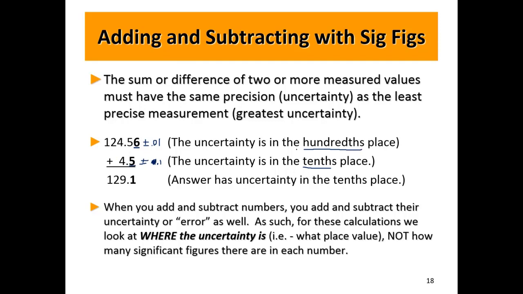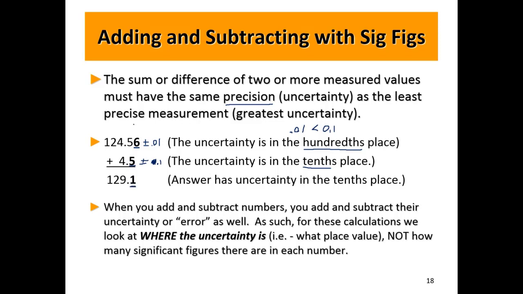100 is larger, but 1/100th or 0.01, that's smaller, right? That's smaller than 0.1. So the tenth is a larger uncertainty, and therefore when I'm adding or subtracting measured values, my final answer has to have the same uncertainty as whichever one has the largest uncertainty. In other words, it has to have the same precision as the least precise measurement. And the least precise measurement in this case is the one to the 10th place.